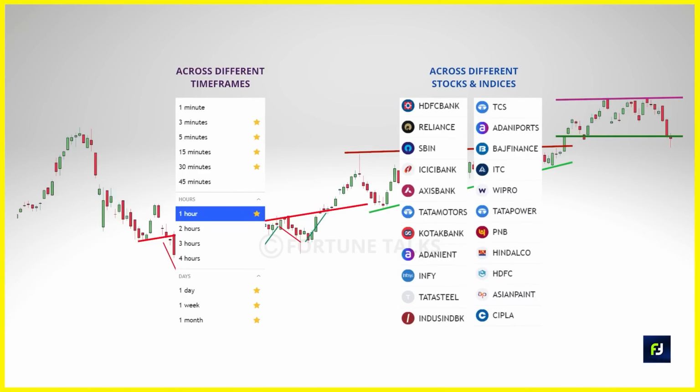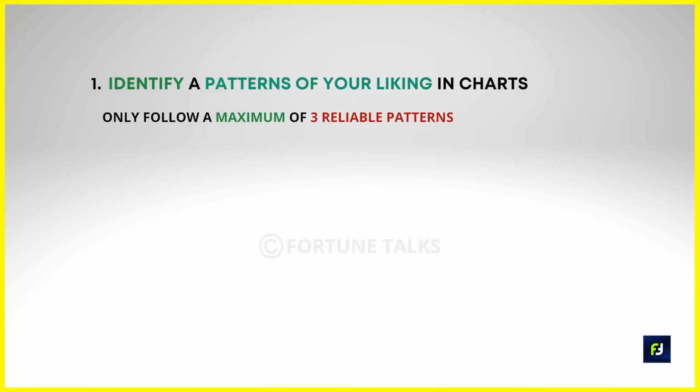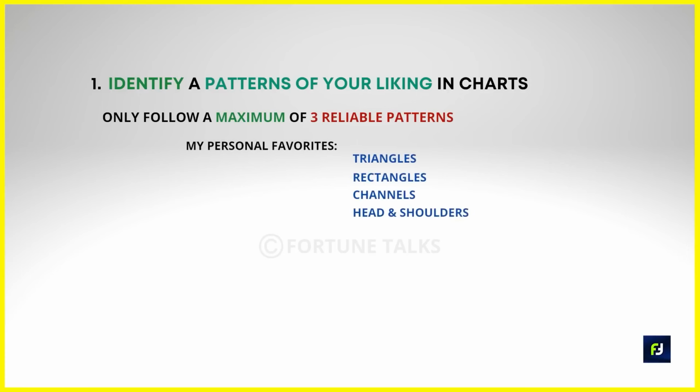So as a trader, you have 2 jobs. First, you have to identify suitable patterns of your liking. Maybe you like trading triangle patterns, or maybe you like pennants and flags and so on. So identify the pattern of your liking. I will suggest you follow 2 to a maximum of 3 reliable patterns rather than going after every pattern you find in the books. Trust me, it will do more harm than good. And if you ask me my personal favorites, then I would say triangles, rectangles, channels, and sometimes I even bet on head and shoulder patterns also.